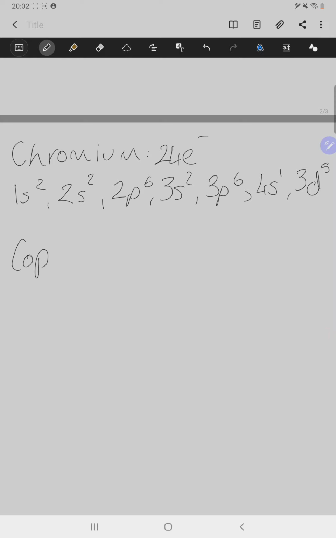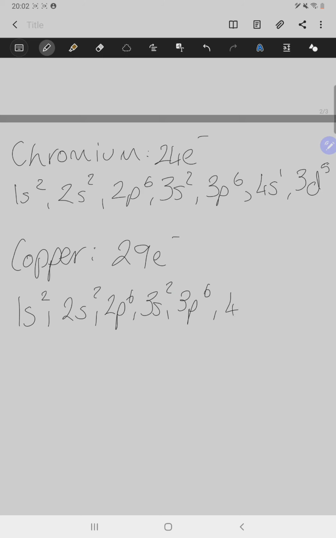The other exception is copper, which has 29 electrons in it. So we have 1s2, 2s2, 2p6, 3s2, 3p6, and again, instead of 4s2 and 3d9, the D sublevel will take one of the electrons from the 4s. So we have 4s1 and 3d10, because now the 3D sublevel is full and the 4s sublevel is half full, so they both have extra stability, as opposed to a full 4s and 9/10 of a full 3D.